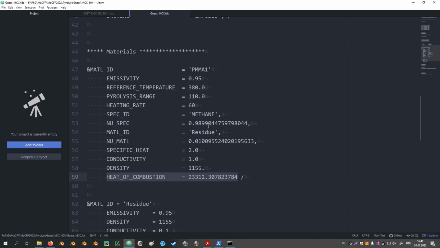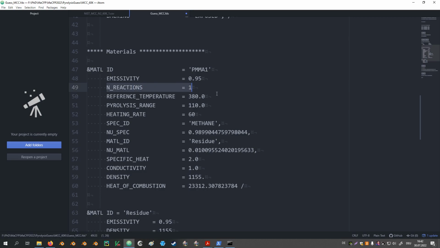FDS allows us to have multiple pyrolysis reactions within one material. However, I mostly set up my files in a way that I have a single material for a single reaction. To make that more explicit, I set the N_REACTIONS parameter to 1. So we have our first material set up, which is essentially setting up the first decomposition reaction.